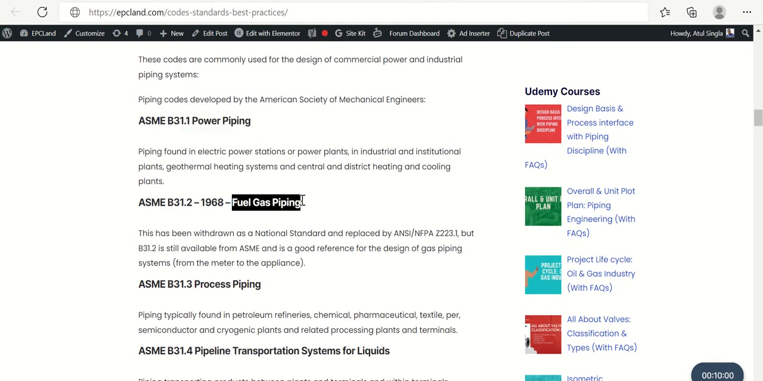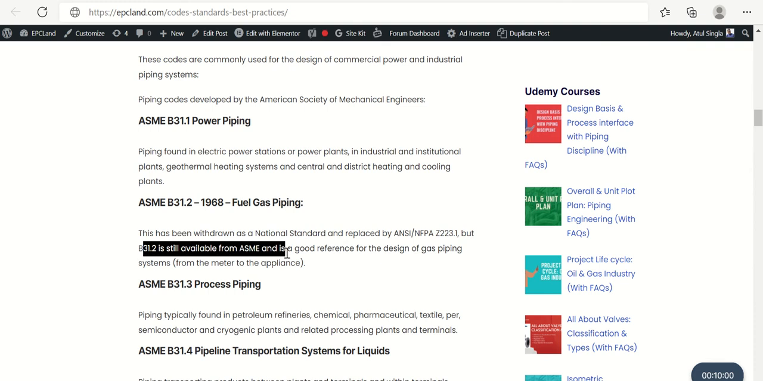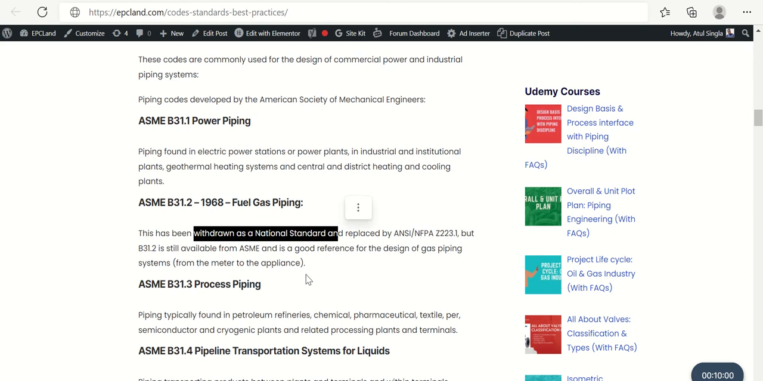Then fuel gas piping. This was there, but now it has been withdrawn, right? But B31.2 is still available from ASME and is a good reference for design of gas piping. Although this code is not there now, it is withdrawn, but still, if you want to refer to a few clauses related to fuel gas piping, this code is good. This is available from ASME side.